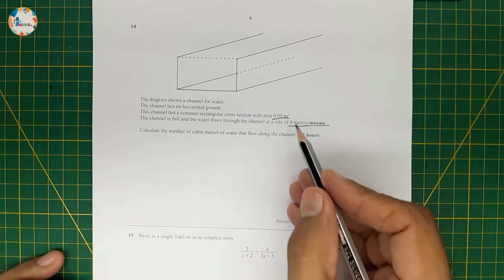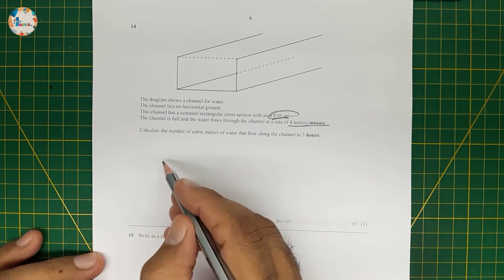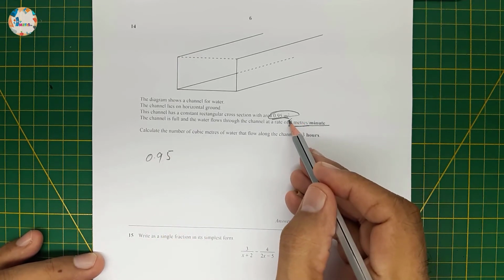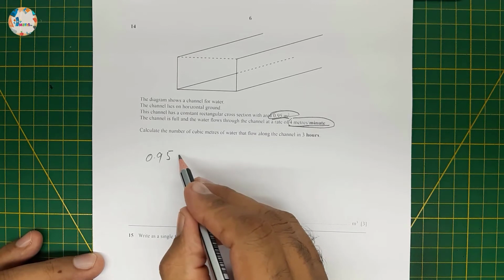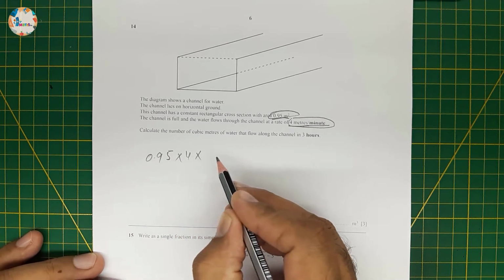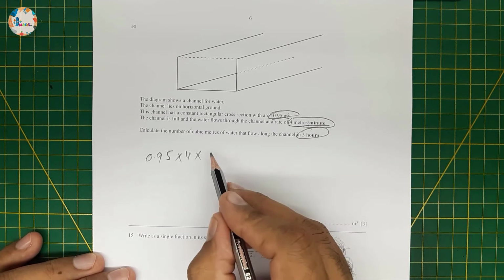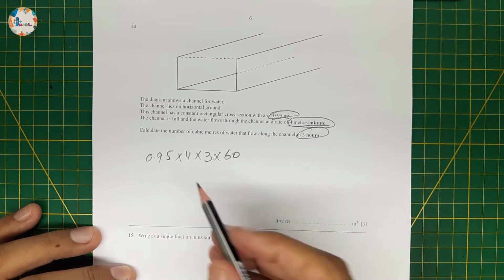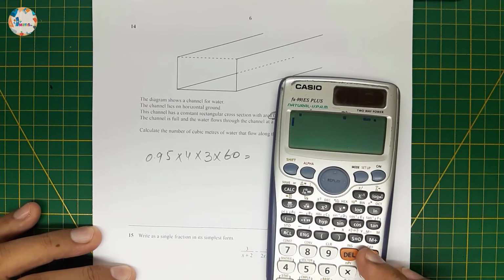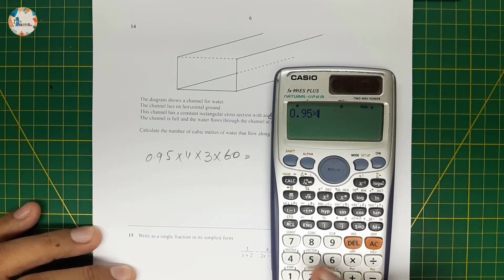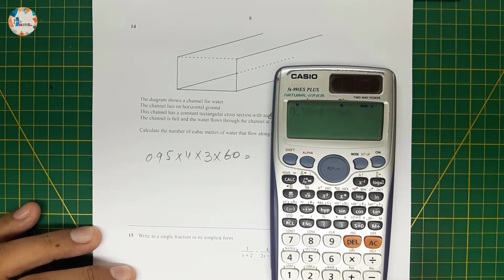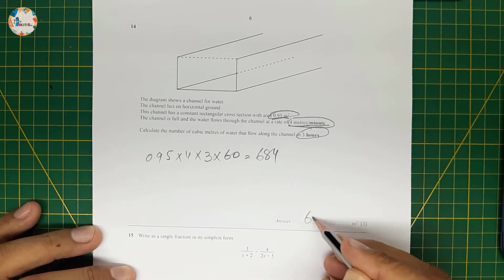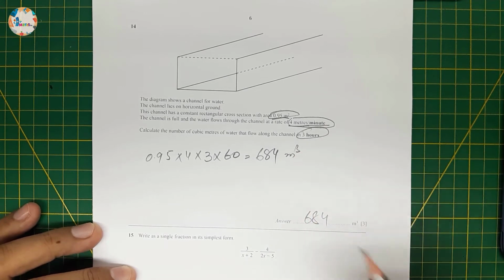So for this question, this information is provided. This is the cross section area, 0.95, and this will be multiplied by 4 meters per minute. So multiply by 4 into 3 hours. 3 hours will be converted into minutes by multiplying by 60. If we solve this, we get 0.95 into 4 into 3 into 60, and this will be equal to 684. So 684 meter cube will be our final answer.